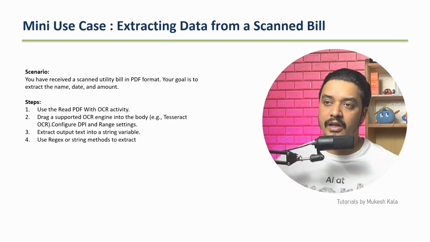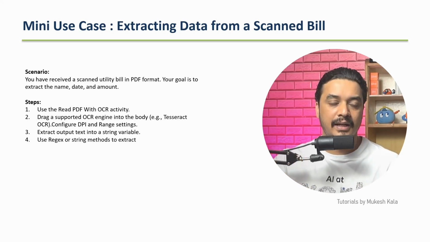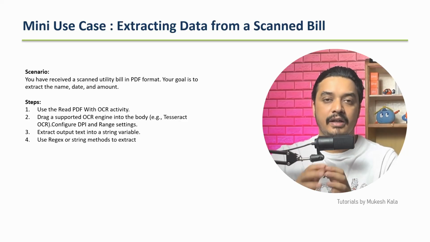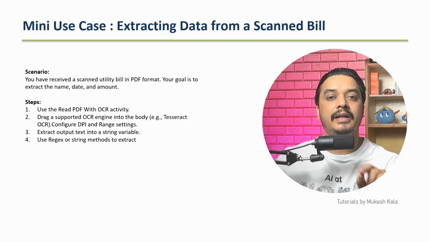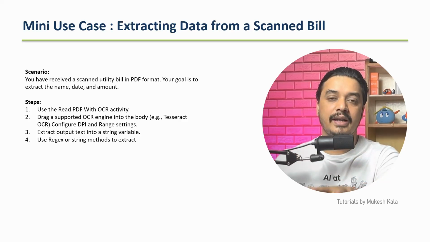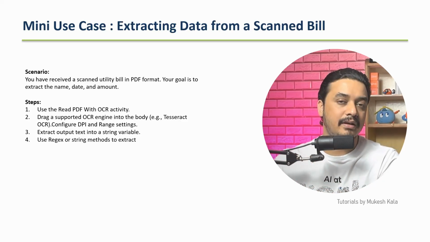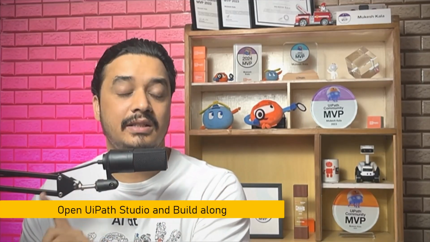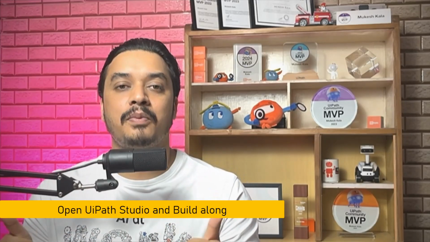So today I have a scenario. I have got a utility bill in a PDF format, and I have to extract some information from the PDF. Now the PDF is not a native PDF, it is a scanned PDF, right? So these are the steps which I am going to do today, and all of this we are going to see in a step-by-step manner in Studio, right? If you are watching this video, I would highly request you to please open up your UiPath Studio and practice this use case along with me, so that at the end of this complete series you are a pro PDF automation developer, right? So with that, let's go back to UiPath Studio now.